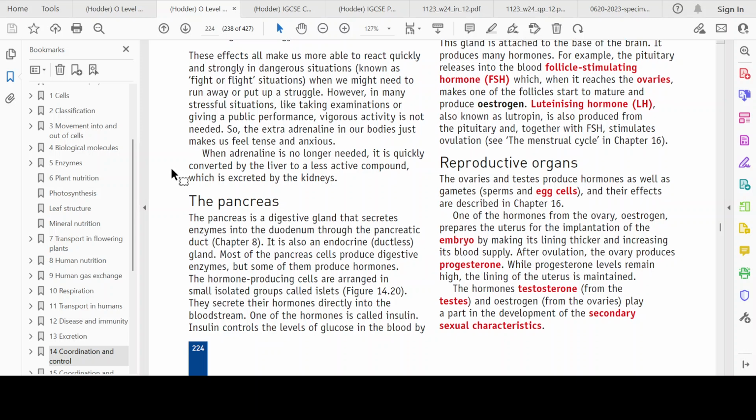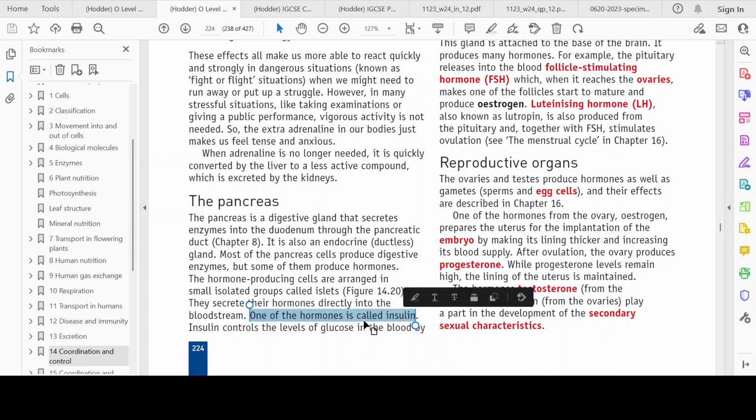Then you've got the pancreas. I mentioned the pancreas and the islets of Langerhans producing insulin. The pancreas is a digestive gland that secretes enzymes into the duodenum through the pancreatic duct. We've covered that in an earlier chapter. It is also an endocrine gland. Most of the pancreatic cells produce digestive enzymes, but some of them produce hormones. They are arranged in small isolated groups called islets. They secrete their hormones directly into the blood.